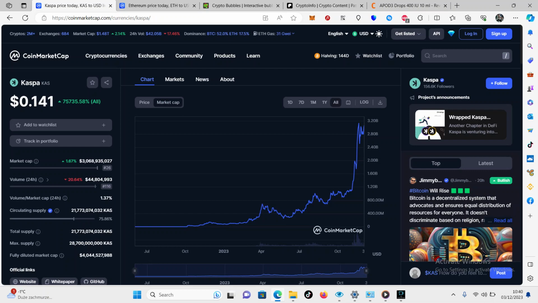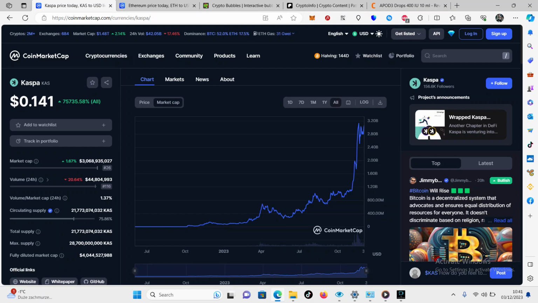But I do think Kaspa could easily 30, 50 to 100x from where it is right now at its current market cap of 3 billion and its current price of 14 cents. So the rough price estimates of where we're looking at Kaspa going is, I would say, between $5 to $10, anywhere in between that. So $7, $7.50, $8, all very, very achievable targets for Kaspa.